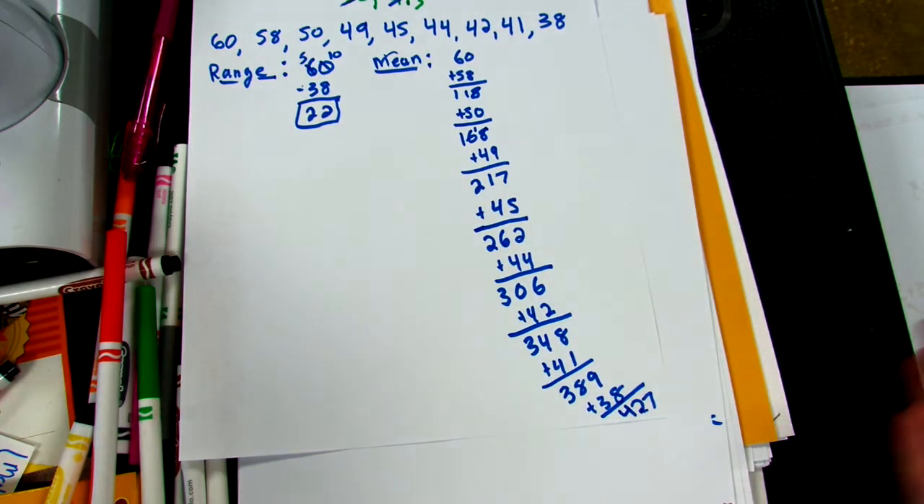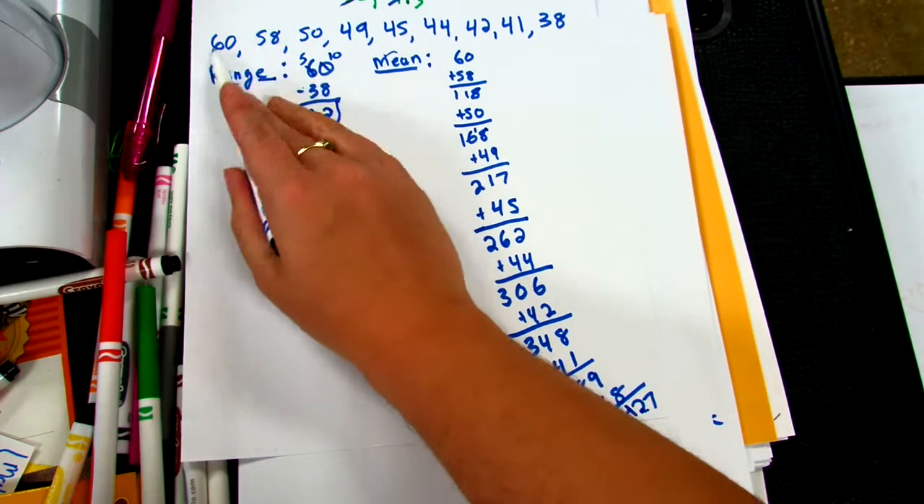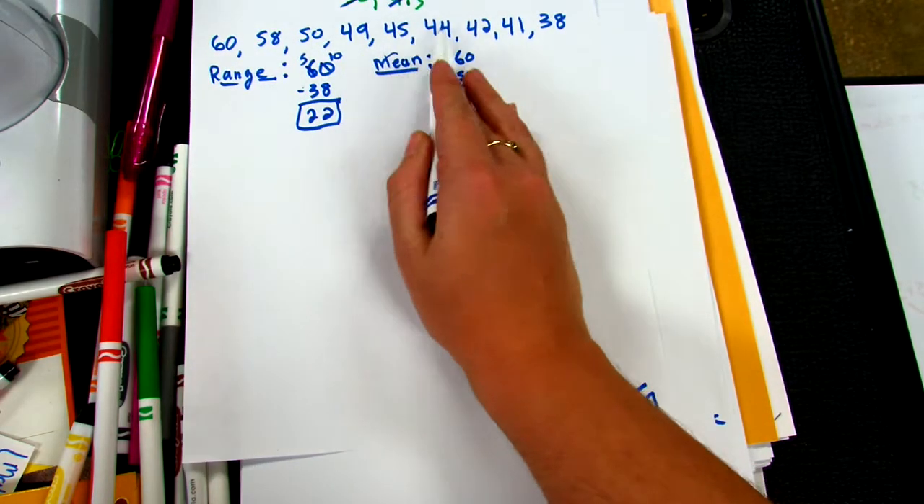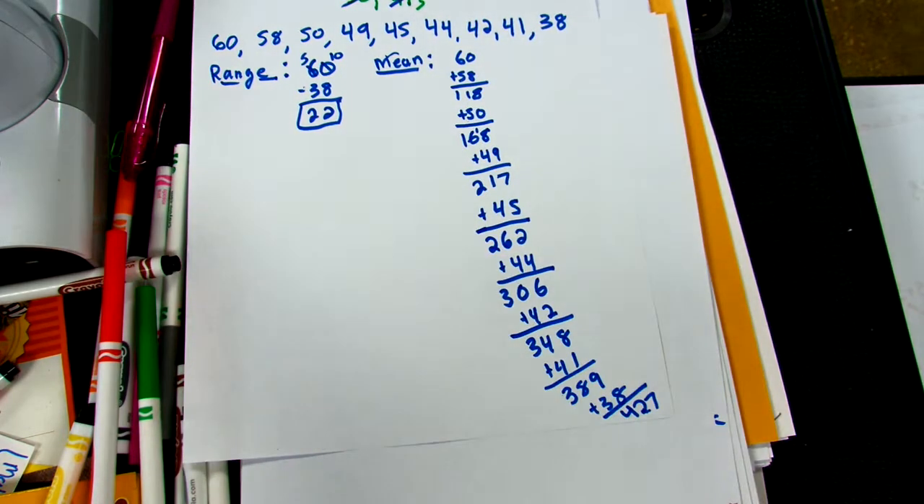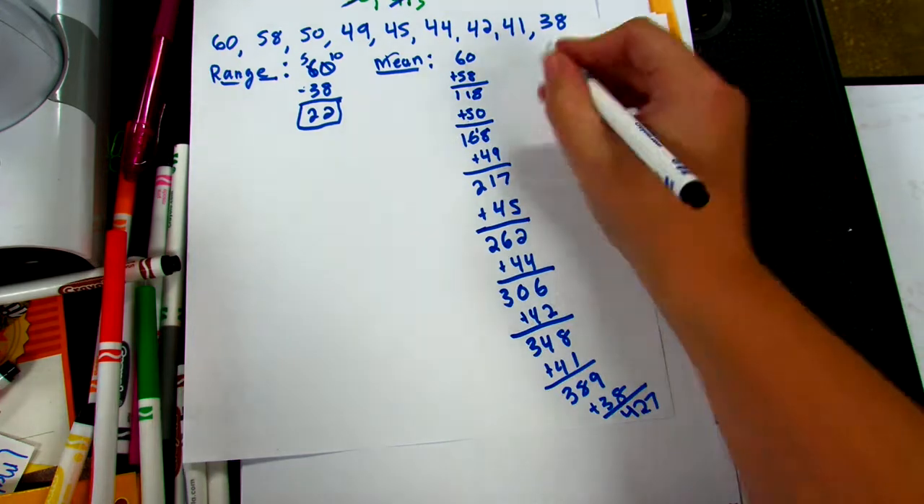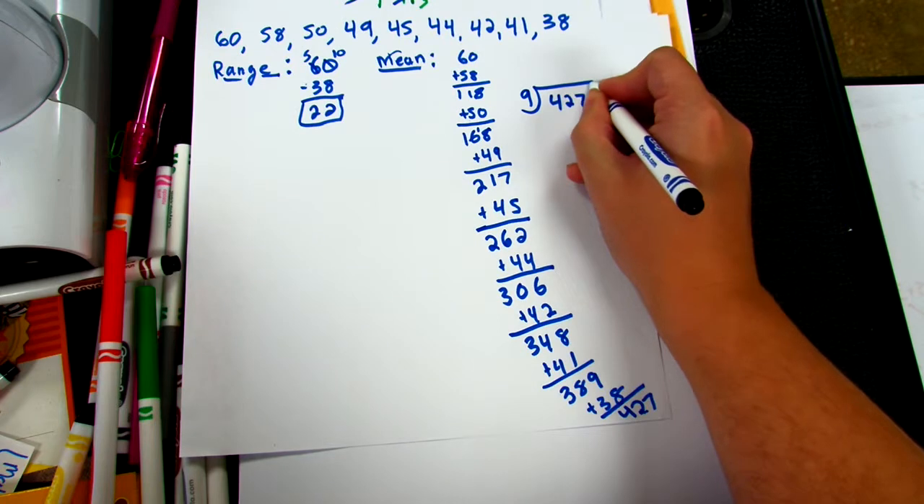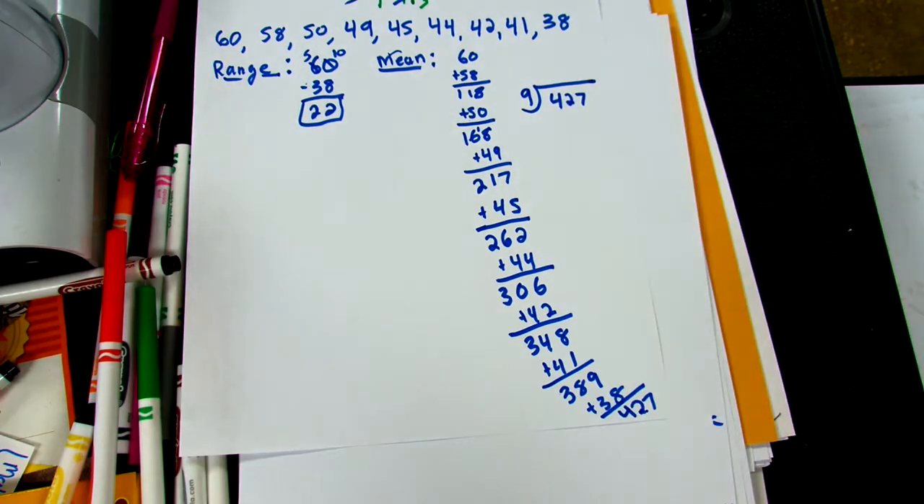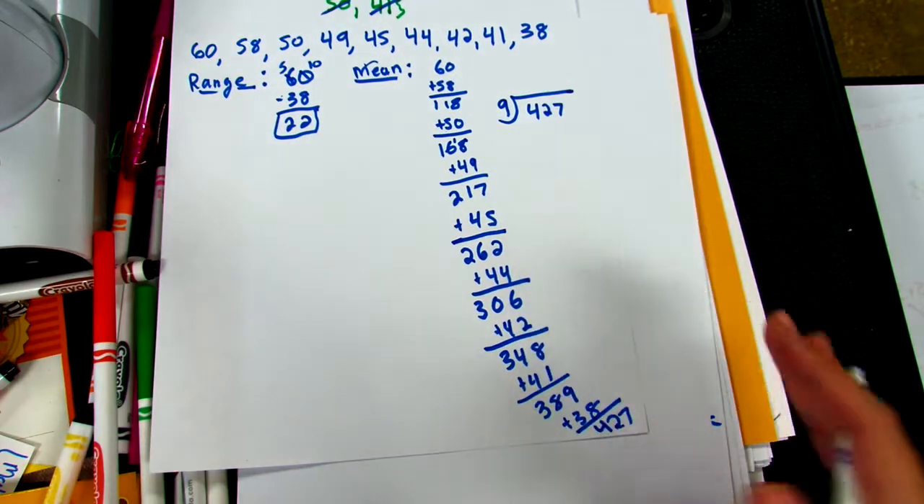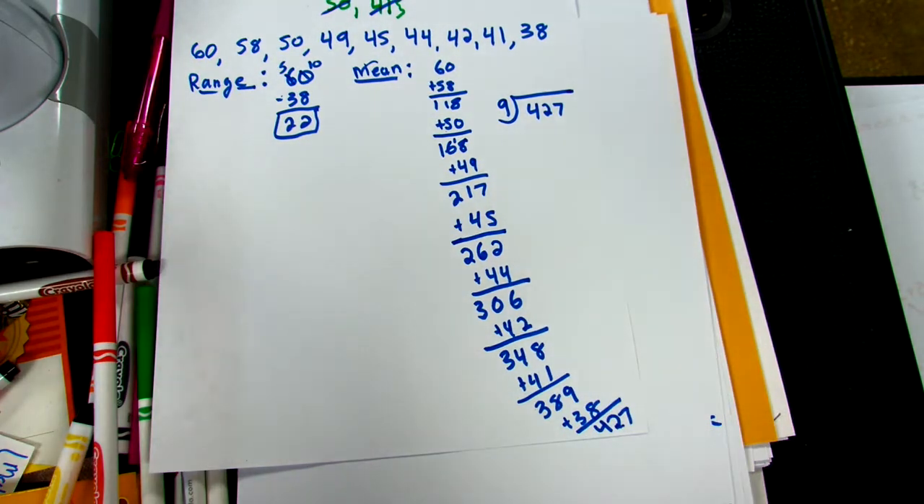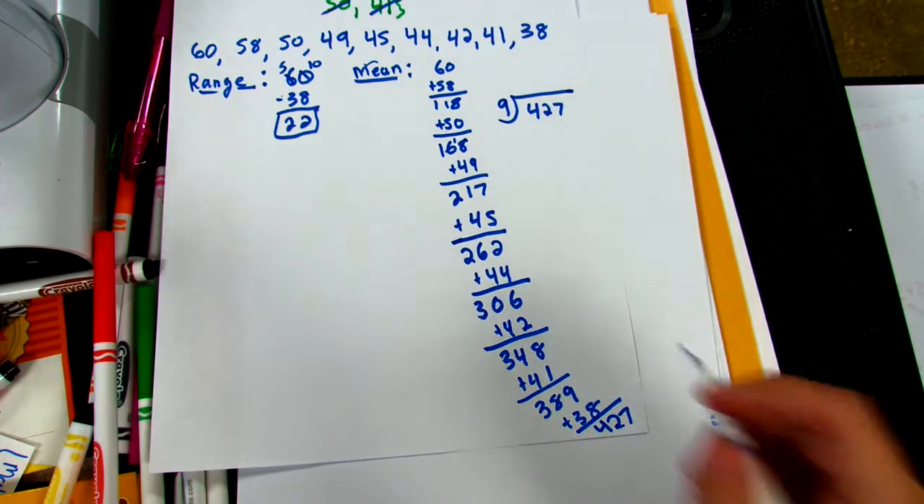Now we have to divide by how many numbers there are. There's 1, 2, 3, 4, 5, 6, 7, 8, 9 numbers. So we're going to divide by 9. So how many times does 9 go into 427? Remember, we're going to round to the tenths. So you can stop after you get to the tenths place. Well, actually, you have to go to the hundredths place to see what you're going to round to. So let's go ahead and start.